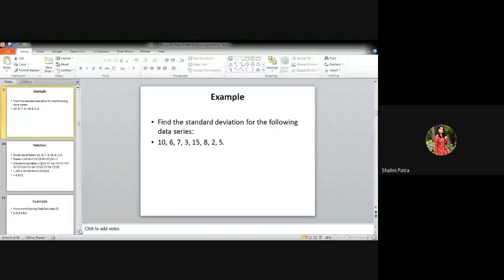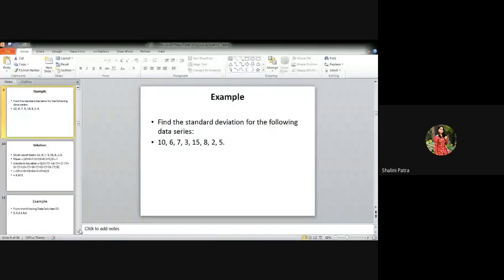Is it clear? 10 plus 6, 16. The 16 plus 6, how much? 23. 23 plus 6, 26. 26 plus 15, how much? 41, sir. 41 plus 8, 49. 49 plus 2, 51, sir. 51 plus 5, 56. 56 divided by 8.